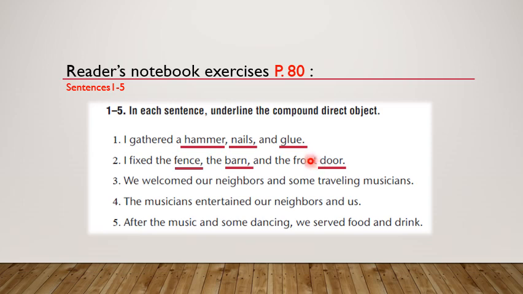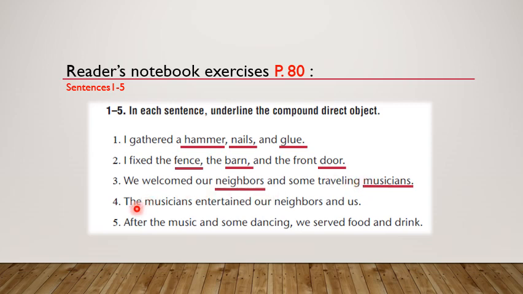Please open your reader's notebook and copy the answers with me. Number 3. We welcomed our neighbors and some traveling musicians. Where is the verb here? It's welcomed. Who did they welcome? They welcomed their neighbors, so neighbors, and some traveling what? Musicians. So neighbors and musicians are the direct objects.